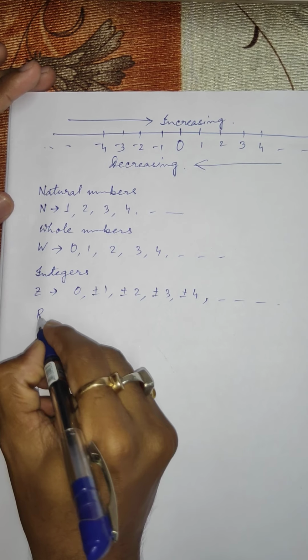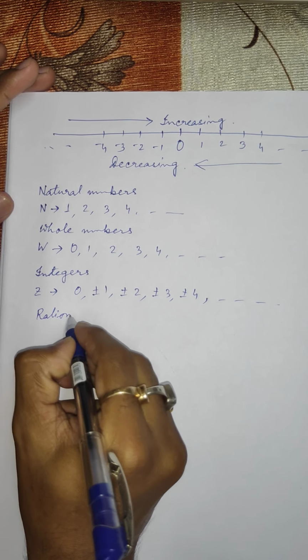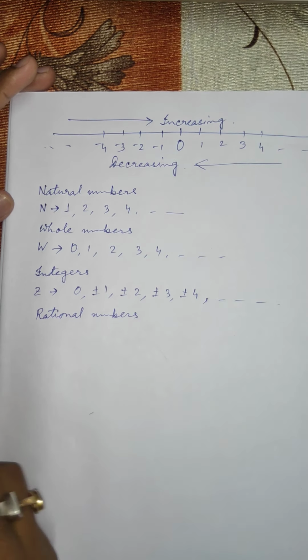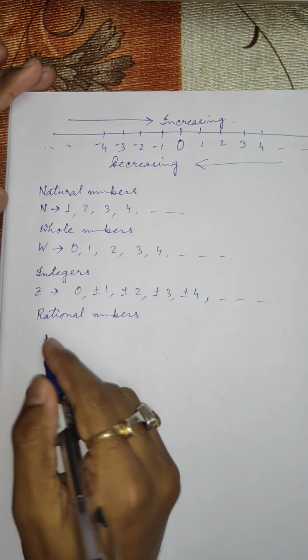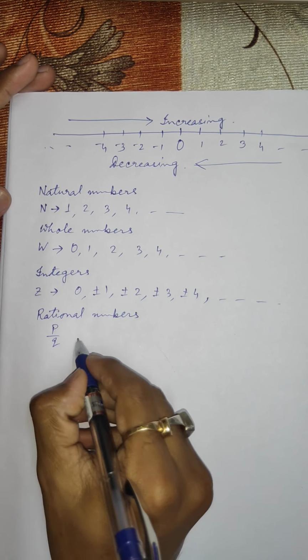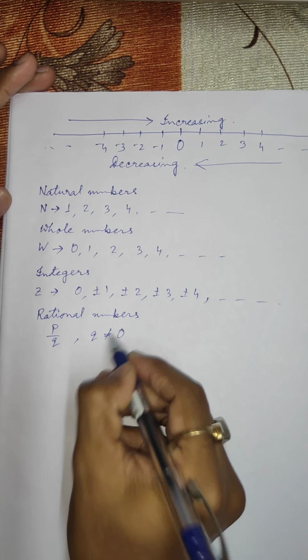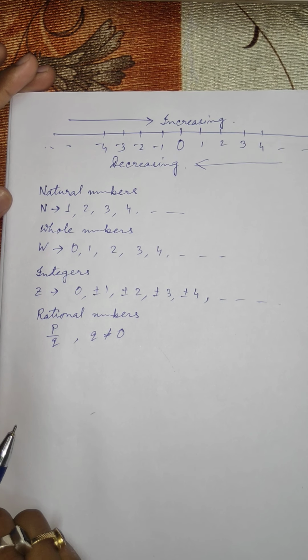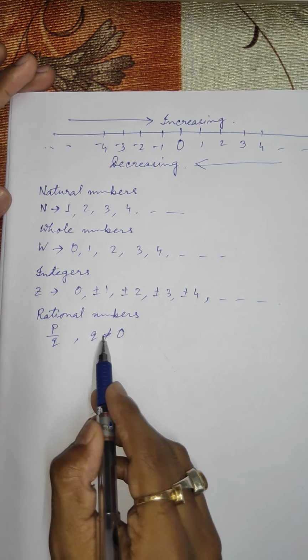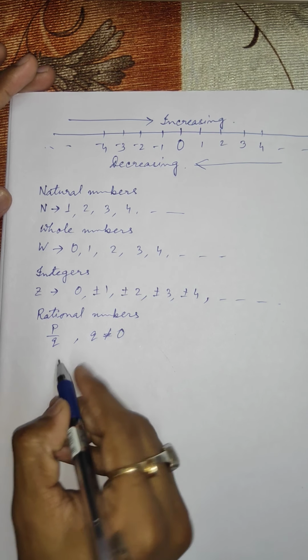Then rational numbers. So what are rational numbers? The numbers which can be expressed in the form of p by q, where q is not equal to 0. So these numbers are called rational numbers. q is not equal to 0. So let's see the examples.